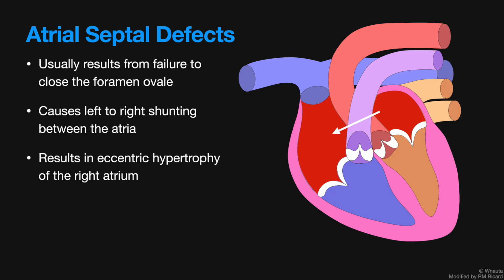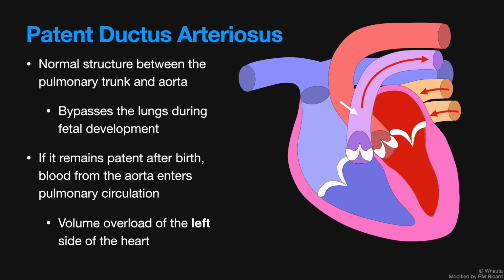Atrial septal defects result from failure of the foramen ovale to close. This is a normal structure that allows fetal circulation to bypass the lungs. If it remains open after birth, it causes left to right shunting between the atria, resulting in eccentric hypertrophy of the right atrium. The ductus arteriosus is another normal structure in fetal cardiac circulation.